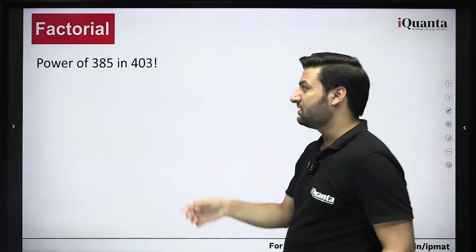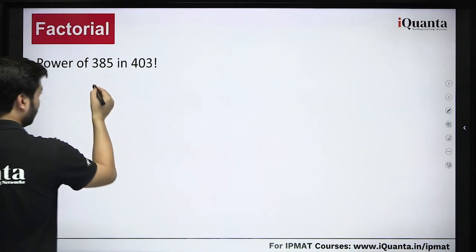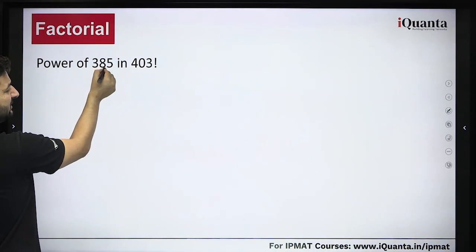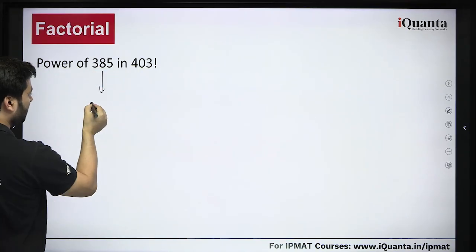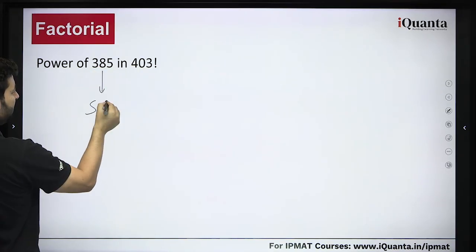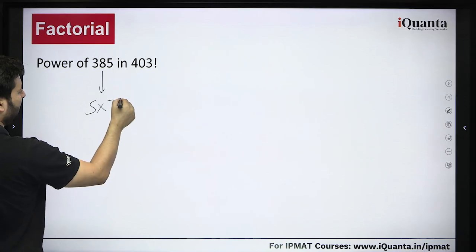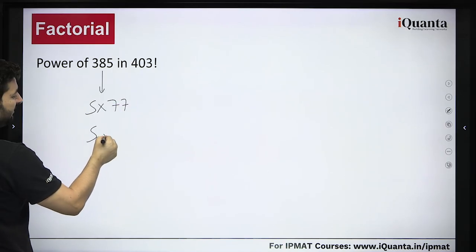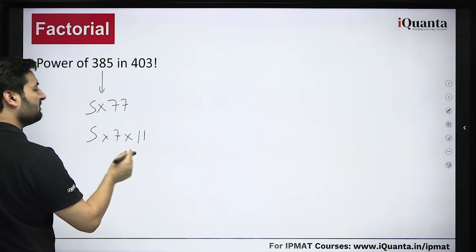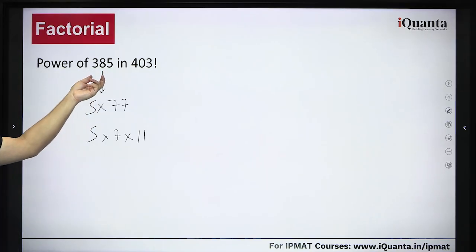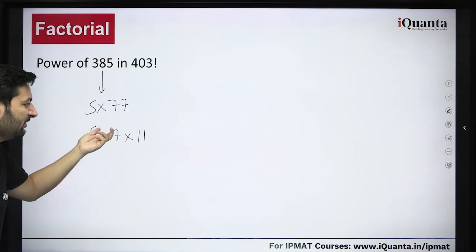What about this question, power of 385 in 403 factorial? This is a non-prime number because see, 385 is divisible by 5. So, if you divide it by 5, 5 times 7 is 35 and 5 times 7 is 35. Again 5 into 7 into 11. This is a plain question. I mean, 385 is simply a product of 3 primes without any power.